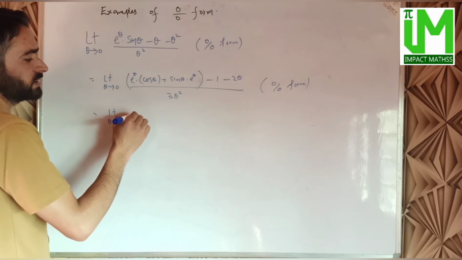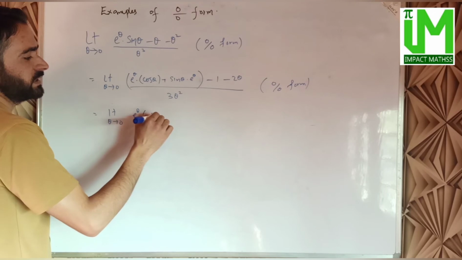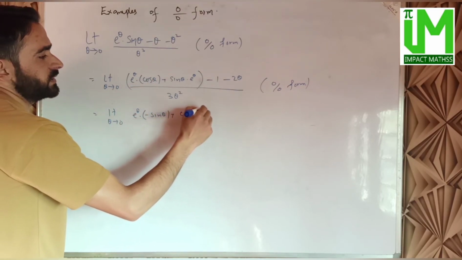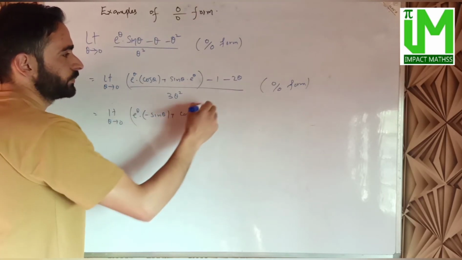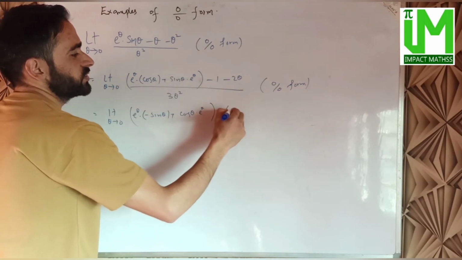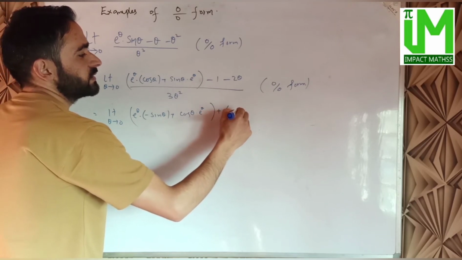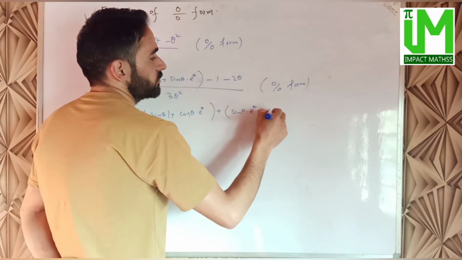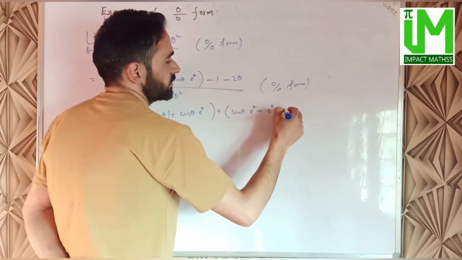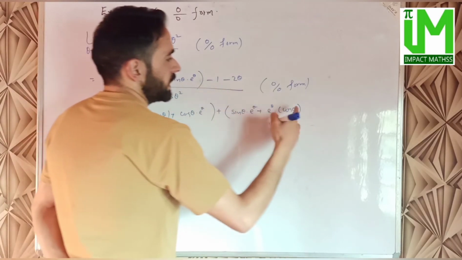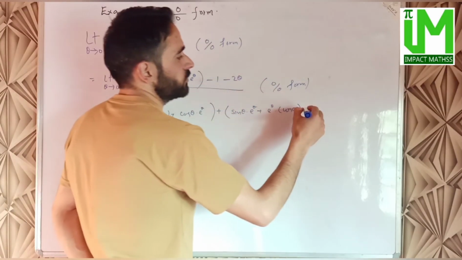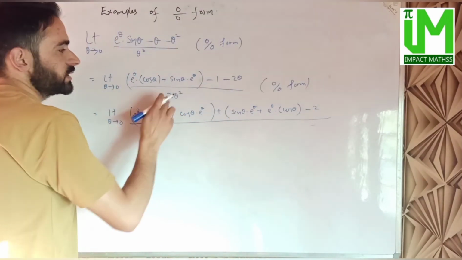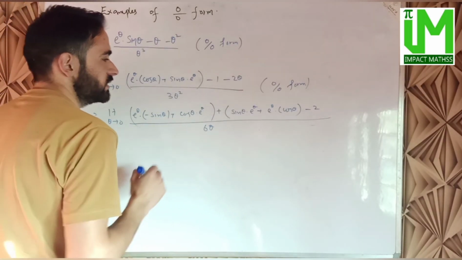So e to the power theta as it is, cos theta की differentiation minus sin theta, plus cos theta will be left out. e to the power theta की differentiation e to the power theta, plus sin theta की differentiation, as sin theta as it is, e to the power theta की differentiation e to the power theta, plus e to the power theta will be left out, sin theta की differentiation cos of theta, minus 1 की differentiation 0, minus 2 theta की differentiation 2, divided by 3 theta square की differentiation 6 theta.